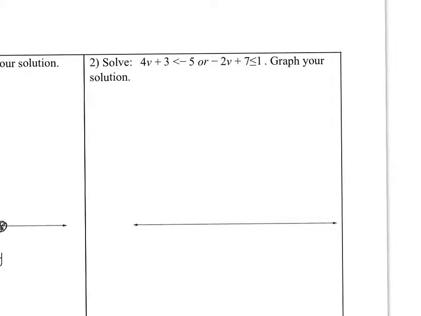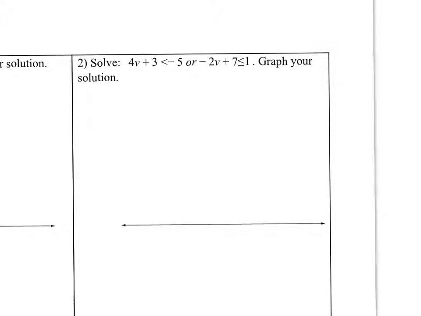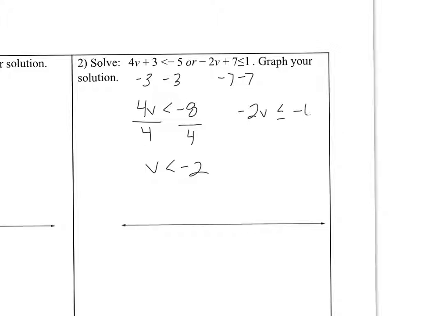Okay, number 2. Solve for x in this one, so I'm going to subtract 3. So 4v is less than negative 8. I'm dividing by a positive, so I don't switch the direction of the inequality. And then I'm also going to solve this inequality over here. But in this case, I'm going to divide both sides by a negative 2. Now remember when you divide by a negative, you're going to change the sense of the inequality. So it becomes v is greater than or equal to positive 3.